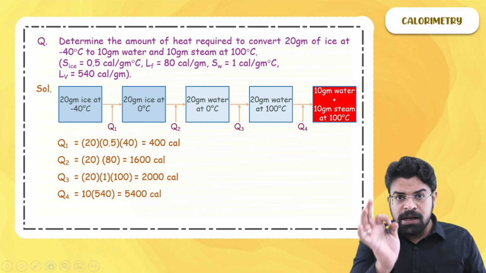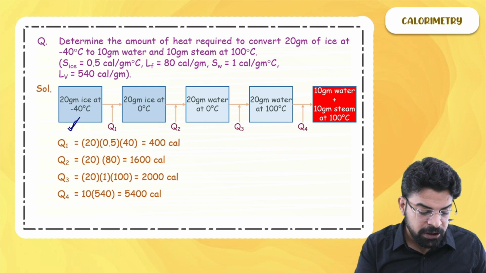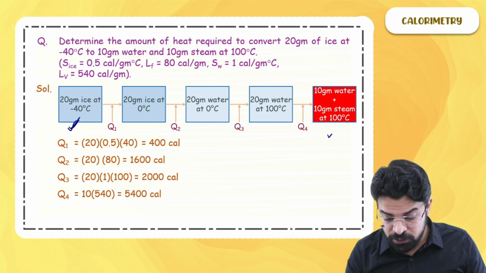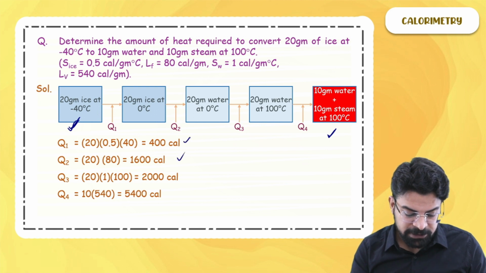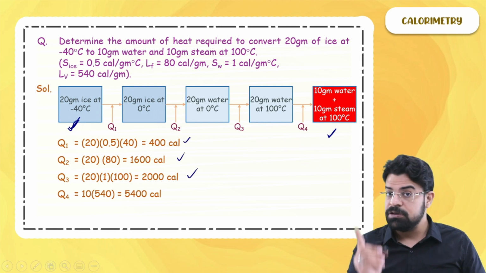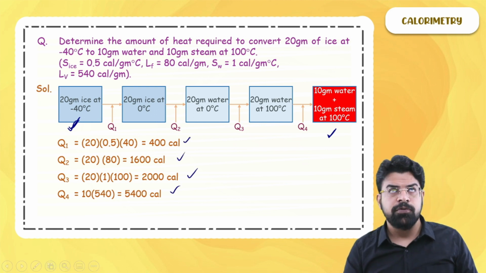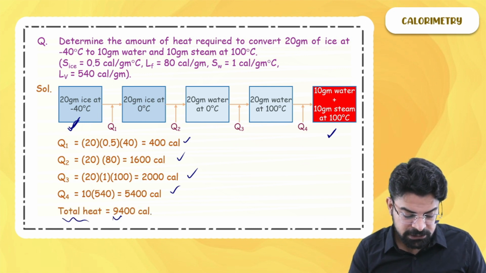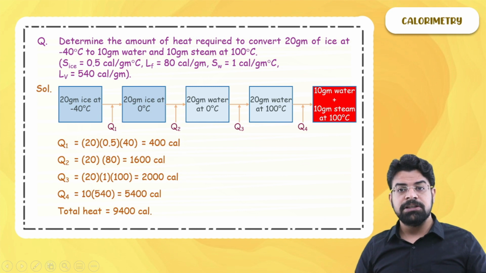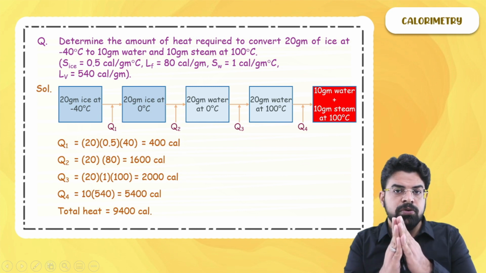So the total amount of heat required to go from 20 gram of ice at minus 40 to 10 gram of water plus 10 gram of steam at 100 is nothing but 400 plus 1600, 2000, 2000 plus 2000, 4000, 4000 plus 5400, that is 9400 calories. So total heat required is 9400 calorie. This much heat has to be supplied to the substance.